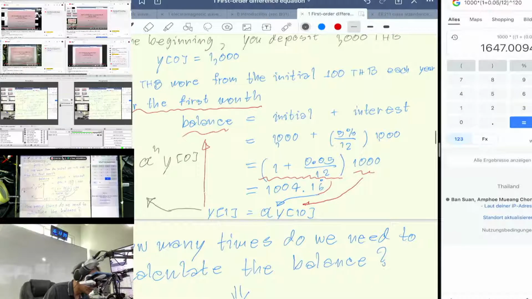Okay, that's the expression. We use this formula yn equal to alpha to the n times y0. Okay, this is the formula that we use.